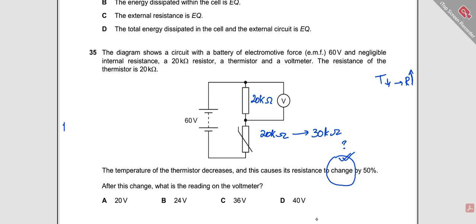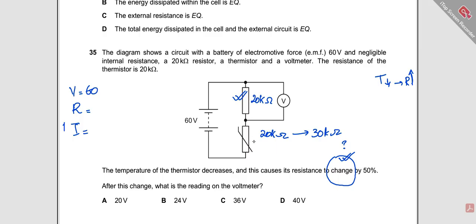Now because I know the EMF of the circuit, that is 60, of the total circuit, right. So if I place the equivalent resistance of the circuit here, I would be able to find the current passing through this loop, that is the current passing through this fixed resistor, which would be the same current which would pass through this thermistor as well. And once I know the current passing through fixed resistor, I know the resistance of fixed resistor, I can easily find the voltage drop across this fixed resistor. Clear?